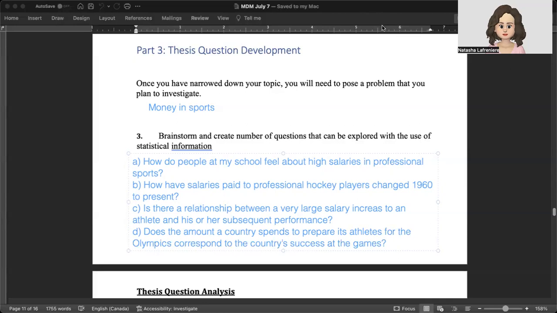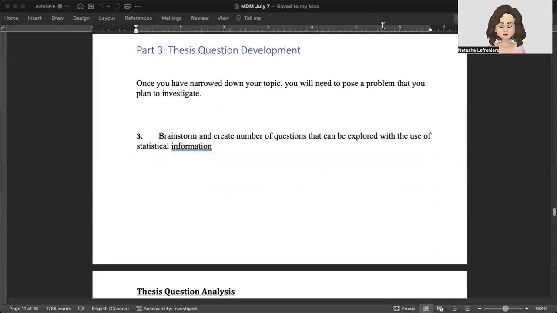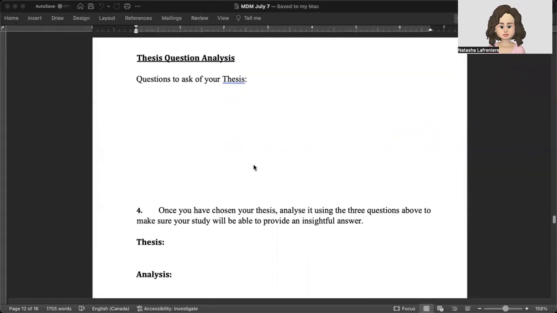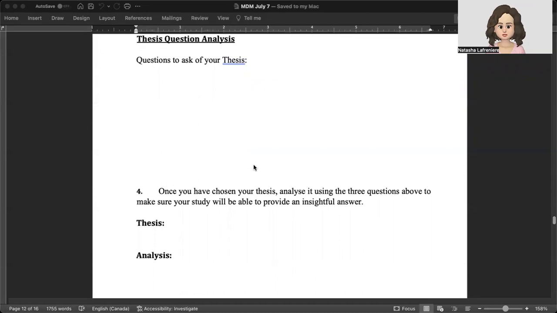Okay, so I'm clearing this. Once you've got your thesis question done, you're going to look at the analysis questions. So questions to ask of your thesis. So you're looking at, is it good? Okay, so what are the main variables in my question? Okay, so what's your independent variable? What's your dependent variable? So for the example of my ice fishing one, time would be the independent and number of fish caught would be your dependent.